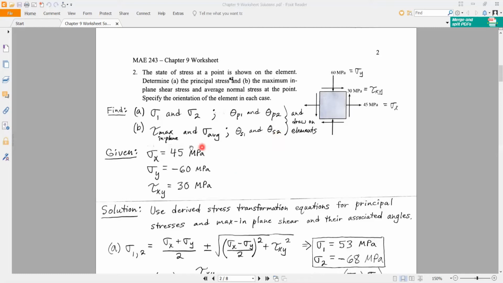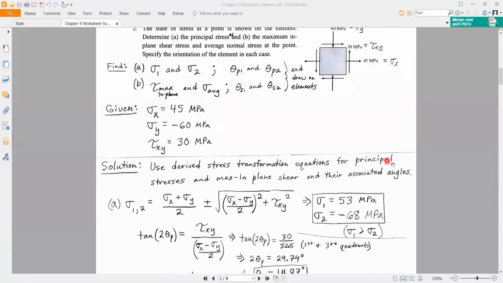All right, we're given our sigma x, sigma y, and tau xy over here. Sigma x is tensile, positive 45. Sigma y is compressive, so negative 60. And tau xy is a positive 30 because it's up here on this positive x face going in the positive y direction, positive 30.